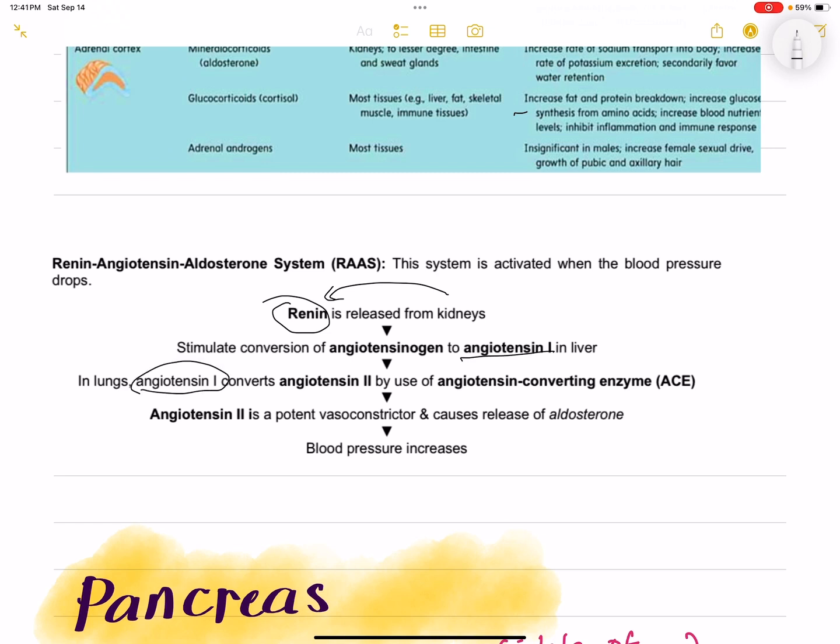Ang angiotensin 1 converts to angiotensin 2. So, ang angiotensin 1, naging 2 na siya by the use of angiotensin converting enzyme or ang ACE inhibitor nga na. Then, ang angiotensin 2 is a potent vasoconstrictor and causes release of aldosterone. Okay? Then, once nga mag-okay na, ang blood pressure ma-increase na. Okay? Para sa mga hypotension. Okay, so gabagsak ang blood pressure or ang hypotension.